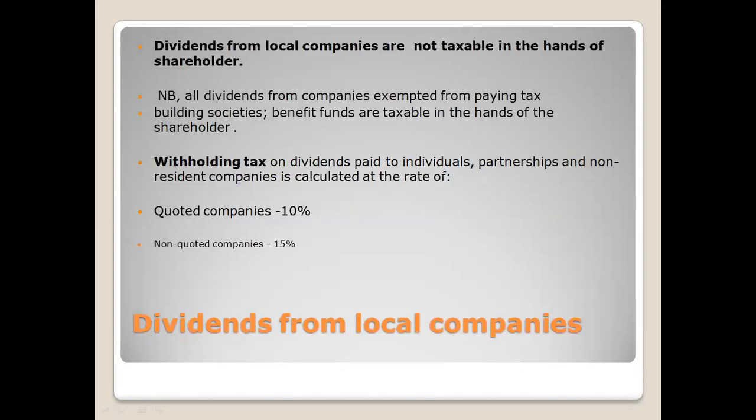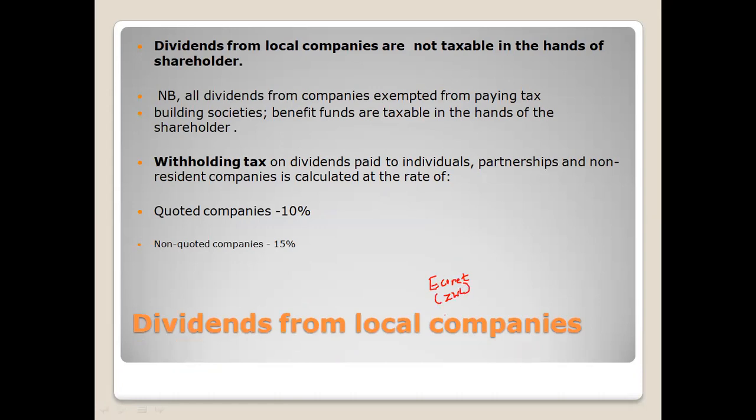Then we also want to understand some other incomes that are exempted. We have dividends from local companies. Let's say we have companies like Econet Wireless, Econet Zimbabwe. This is a local company.